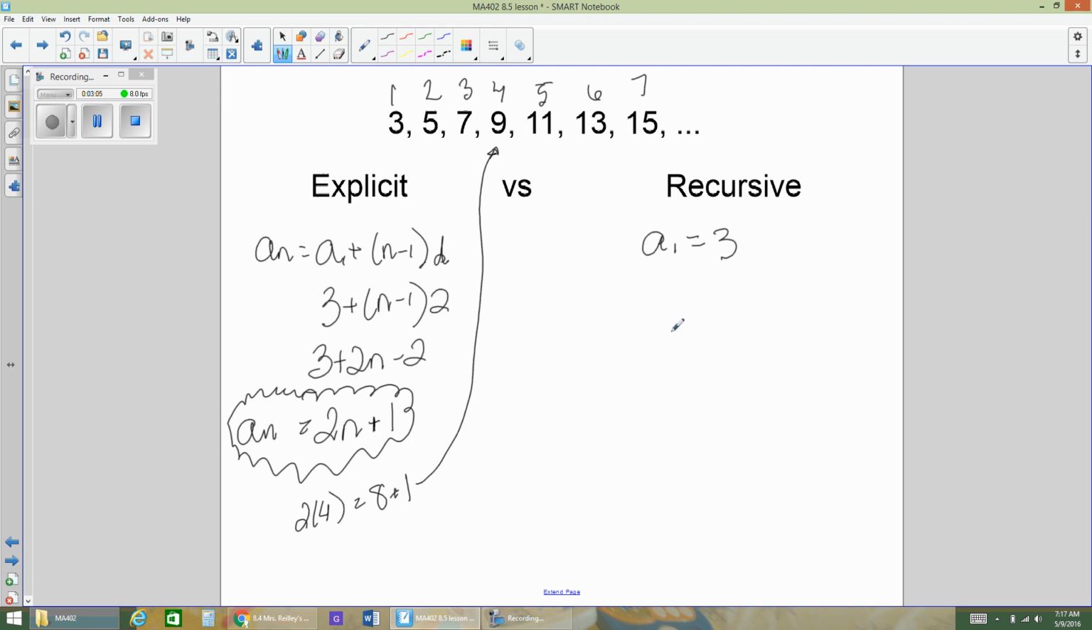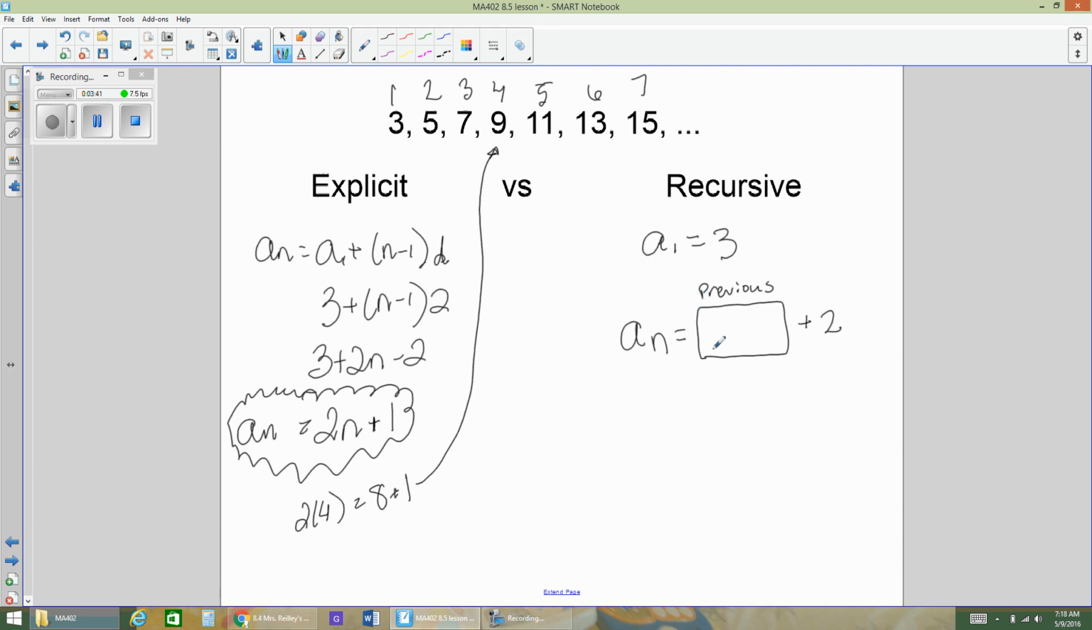So the question is, here's a sub n. What do you call the previous term? Because what I want to do is take it and add 2. If I take the previous term, which in this case was 3, and I add 2 to it, I'm going to get 5. If I take the previous term, which was 5, and I add 2 to it, I'm going to get 7. So this formula works.